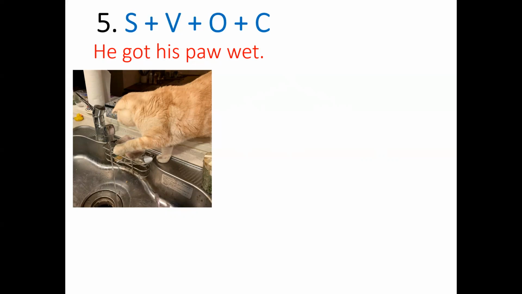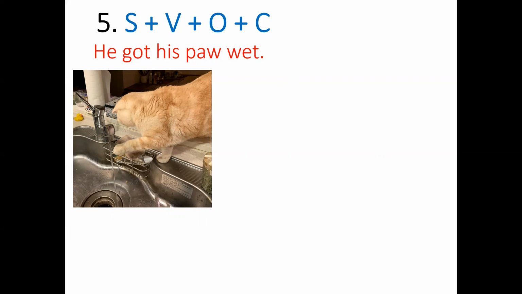One simple way to differentiate a double object construction, which we looked at previously, from an object complement is to try inserting a be verb between the two elements. So in this case, his paw is wet. Makes perfect sense. However, in the previous example of the sentence pattern 4, I gave them cake, them or they would become they are cake, which clearly does not work. So let's now diagram the sentence.